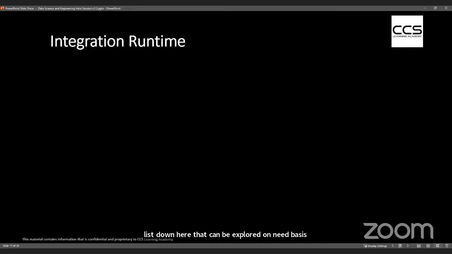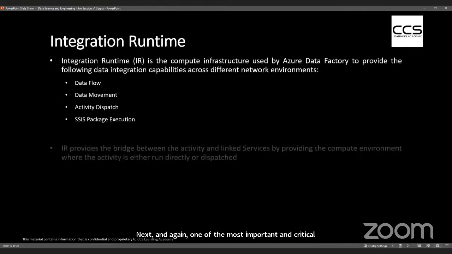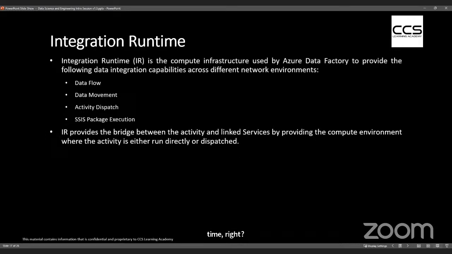Next, and again, one of the most important and critical elements of data factory is the integration runtime, right? There are different types of integration runtimes, as I said before, used to provide the infrastructure or the compute in order for ADF to function. There are different categories, and different reasons why we need integration runtimes. One is data flow, which I already explained in the past slide, having an Apache Spark cluster, which is nothing but an integration runtime to provide the compute so that your data flow engine works, right?